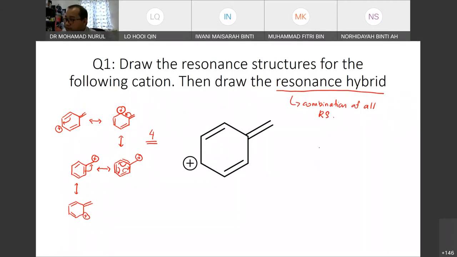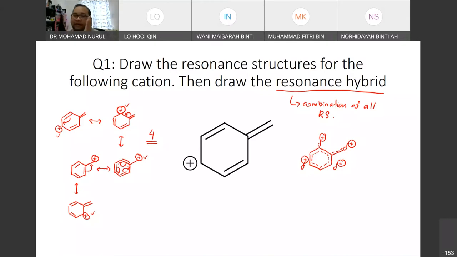Draw all the sigma bonds, like this. So we know the position of the charge. It's delta positive here, because in the beginning the positive is here. Next, delta positive is here. Lastly, delta positive is here. Because of the movement of pi bonds, there is a dash here, dash one and two, including this one. This is the resonance hybrid structure. I hope it's clear.